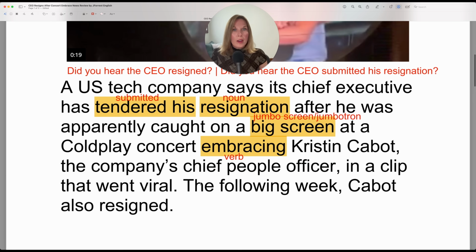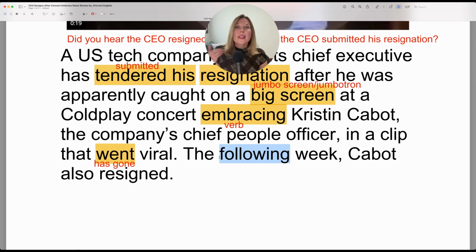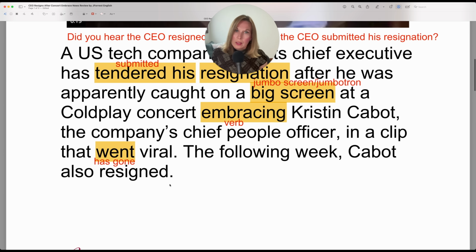"In a clip that went viral." So again, we have our go viral conjugated in the past simple. That went viral. You could also say in a clip that has gone viral, you could use the present perfect. There's a connection to the present. "The following week." So following is another word for the next week. "The following week, Cabot also resigned." So this is the verb form in the past simple. You could say Cabot also submitted her resignation because Cabot is Kristen Cabot, the woman, submitted her resignation. So you need that possessive, her resignation, or like you have here, just the past simple verb form.